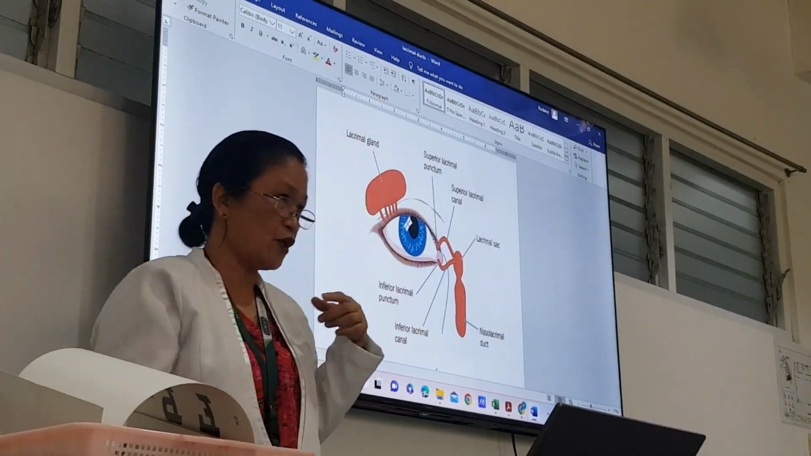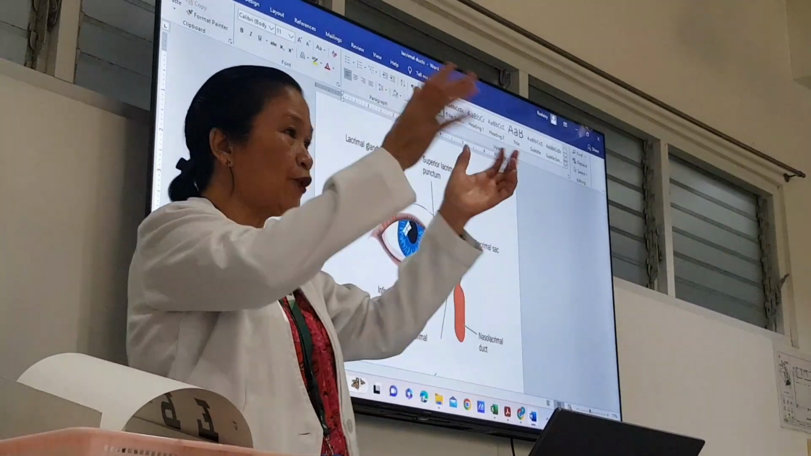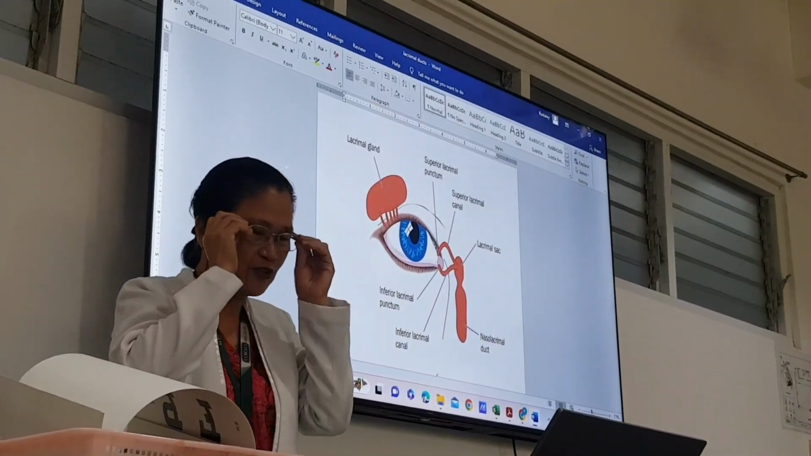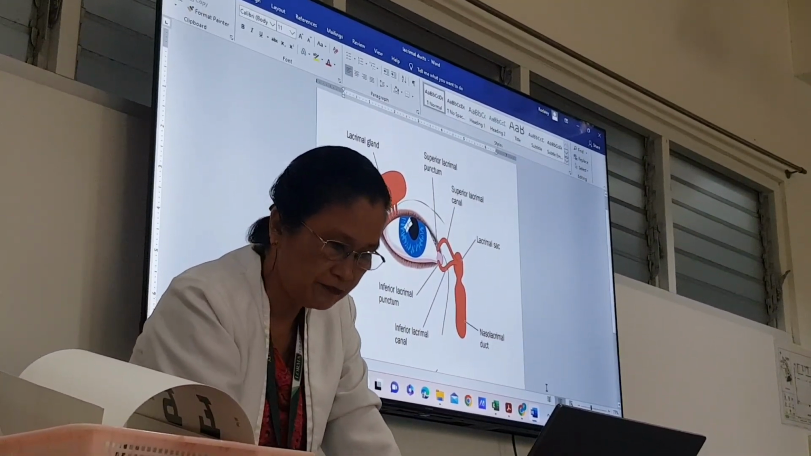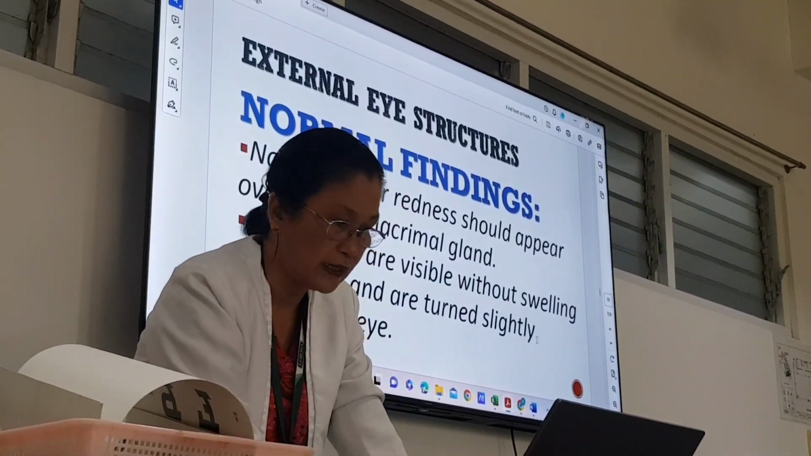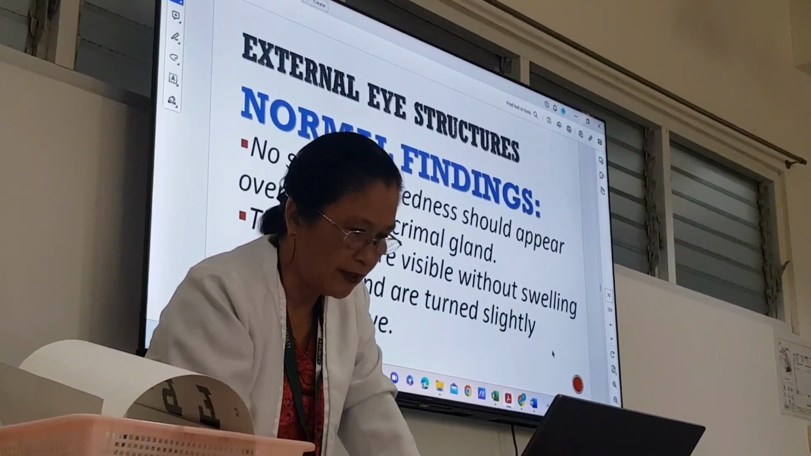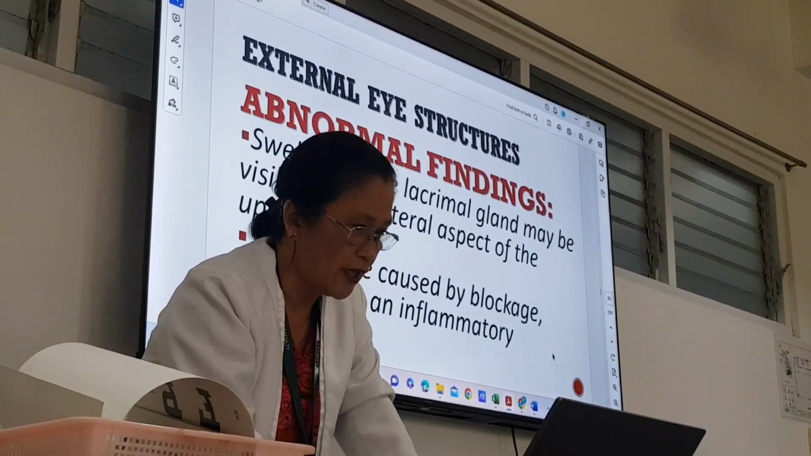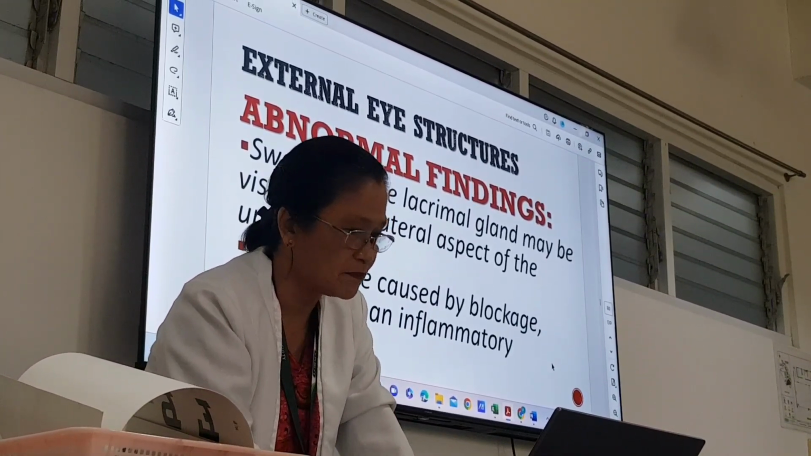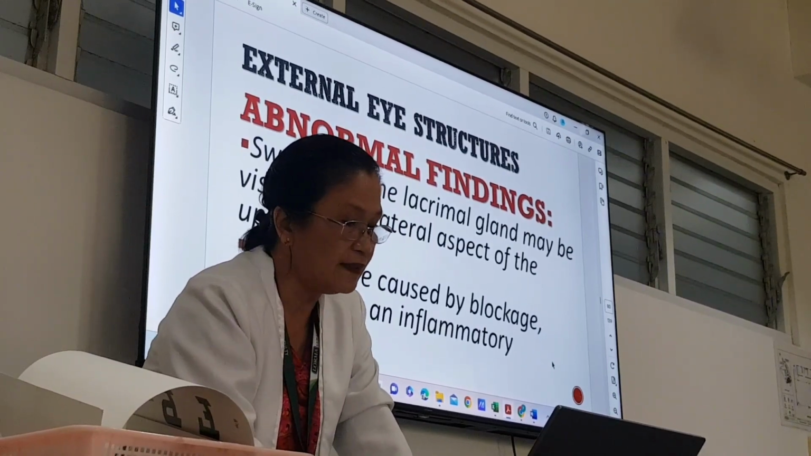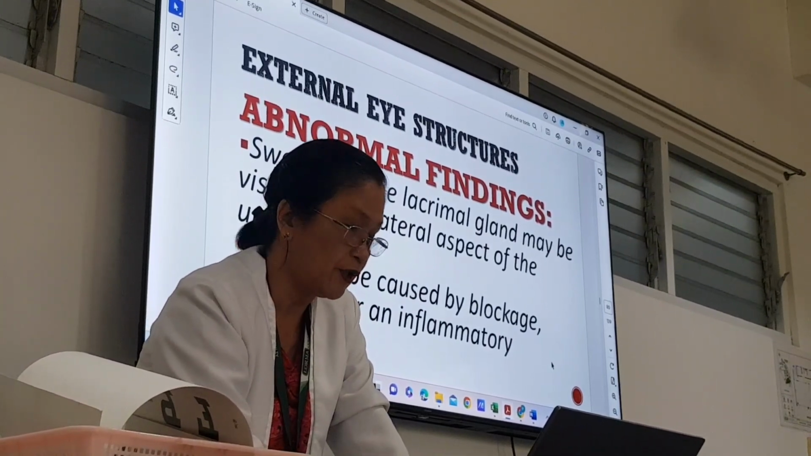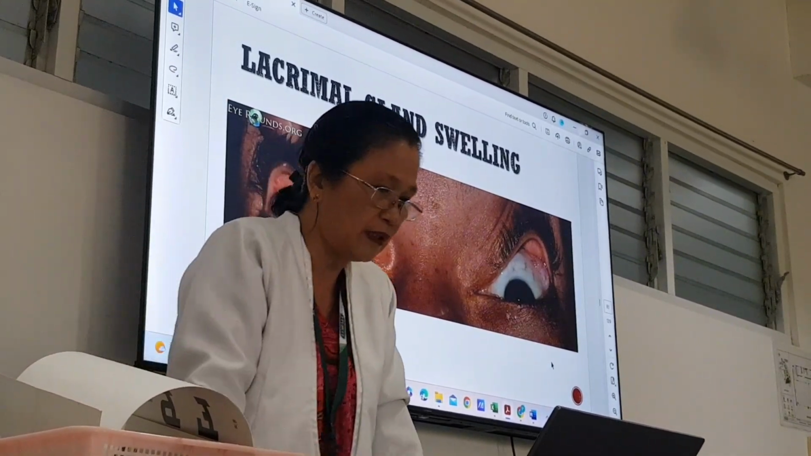Okay? So, when you are going to palpate, use your thumb. Teka, wala pa tayo sa palpation pala. Sorry. Nasa inspection. So, the puncta are visible without swelling or redness and are turned slightly toward the eye. So, if there is abnormal findings, swelling of the lacrimal gland may be visible in the lateral aspect of the upper eyelid, and the cause by blockage, infection, or an inflammatory condition. Yan, ating lacrimal gland swelling.